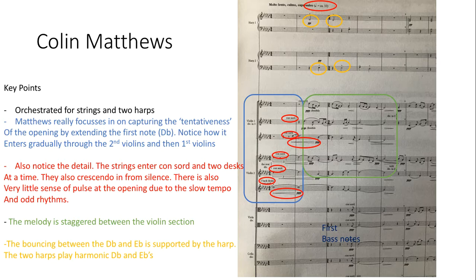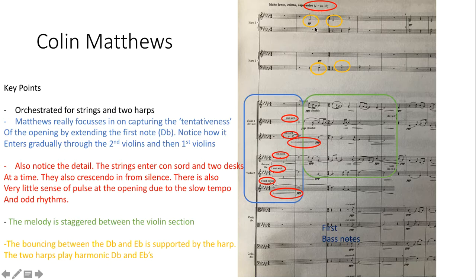And then when the melody appears, it's kind of staggered between the violin section. It doesn't appear all in one as it did in the first orchestration, where we had everything appear in the flute solo and then in the clarinet solo. In this case, it is split, but I'll zoom in on that later and show you how that's accomplished.